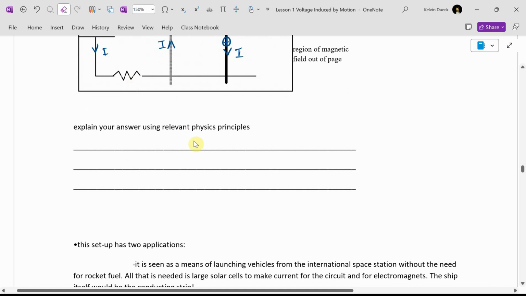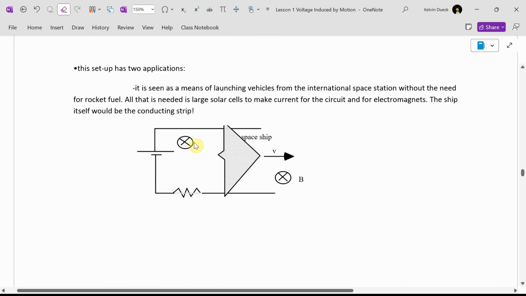So it says explain your answer using relevant physics principles. A couple applications of the right-hand rule. This setup, though, has two applications.